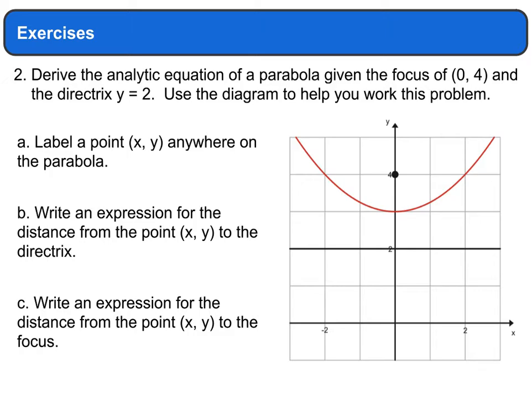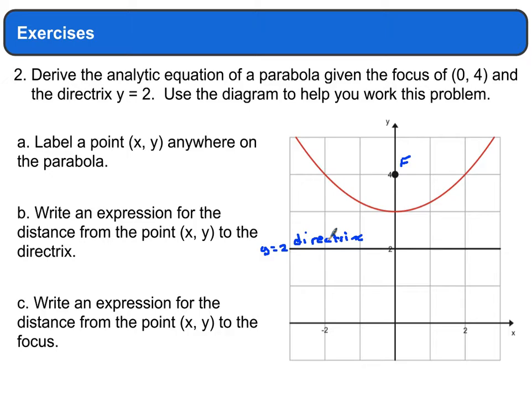So in this one it says we're going to derive an analytic equation of a parabola given the focus of 0, 4. So we can note that. Here's our focus. It's right here at 0, 4. And we have a directrix at y equals 2. So we'll note our directrix, and that is at y equals 2. Now that's important, because that's going to make a difference in how we're going to set up our equation.